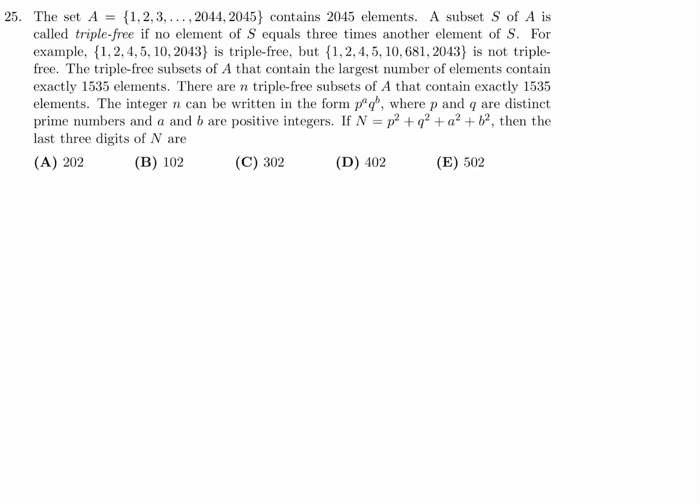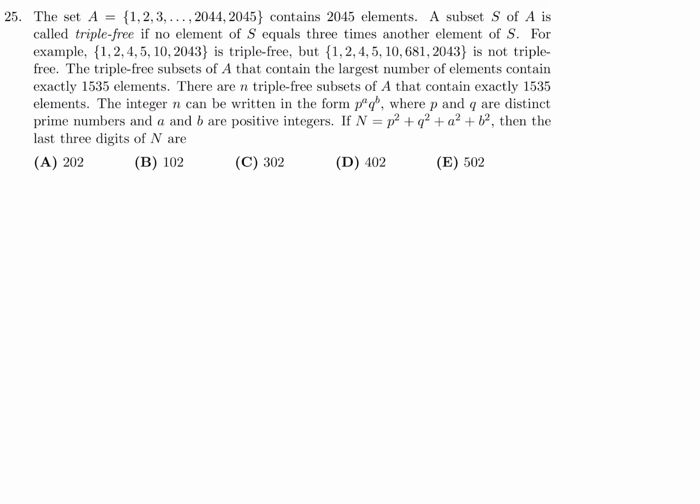The set A = {1, 2, ..., 2045} contains 2045 elements. A subset S of A is called triple free if no element of S equals 3 times another element of S. For example, {1, 2, 4, 5, 10, 2043} is triple free, but {1, 2, 4, 5, 10, 6, 8, 1, 2, 0, 4, 3} is not triple free. The triple free subsets of A that contain the largest number of elements contain exactly 1,535 elements. There are n triple free subsets of A that contain exactly 1,535 elements.